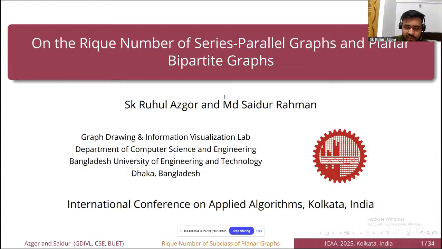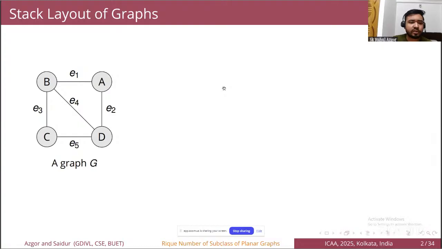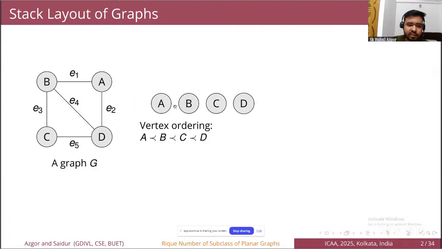Before I introduce the concept of Rique number, let us first understand the concept of a stack layout of a graph. So what is a stack layout of a graph? Given a graph G with vertices A, B, C, D and edges E1 to E5, and a vertex ordering of this graph. So what is a vertex ordering? A vertex ordering is a total order of its vertex set. Here we can assume a vertex ordering where A precedes B, precedes C, precedes D, and we have a stack. So we can say that the graph G admits a one-stack layout if we can process all the vertices sequentially in this order.